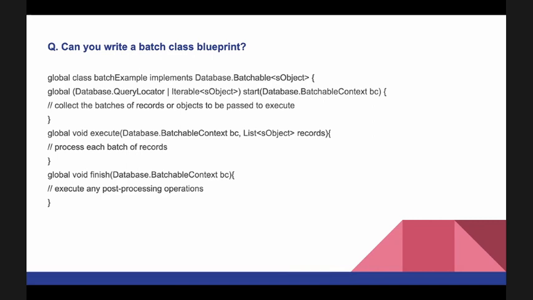Now, in the start method, you see that there is something called database.batchable context. It gives us the job ID for monitoring. In the start method, we collect the batch of records through the query locator or iterable. Then in the execute method, we pass the records which we have collected in the start, and we do the processing. Finally, in the finish method, we execute the post processing operations like sending an email to the user. So this is a complete blueprint of the batch class.